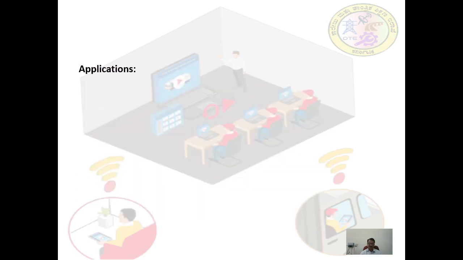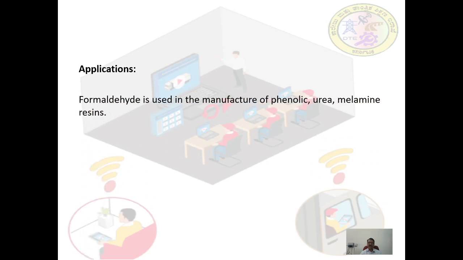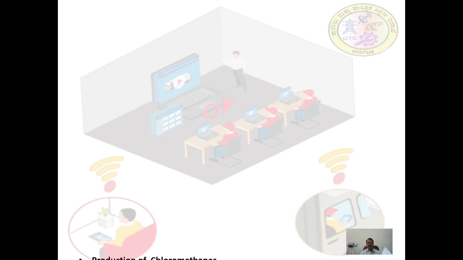The applications of formaldehyde: formaldehyde is used in the manufacture of phenolic, urea, and melamine resins. These are the applications or uses of formaldehyde. Next, we'll discuss the production of chloromethanes.